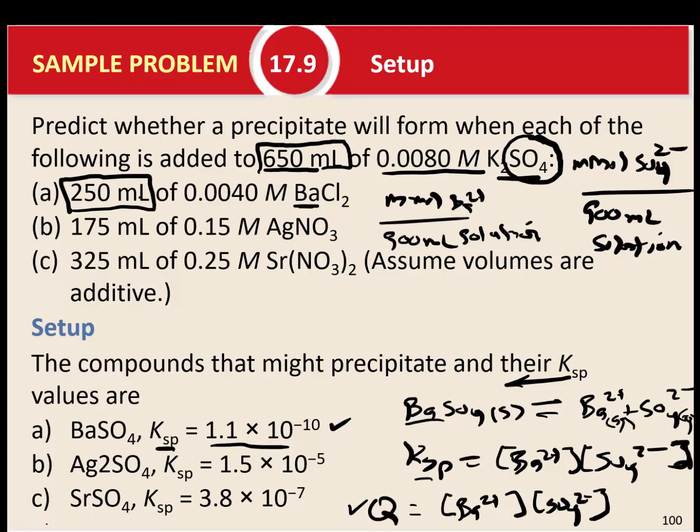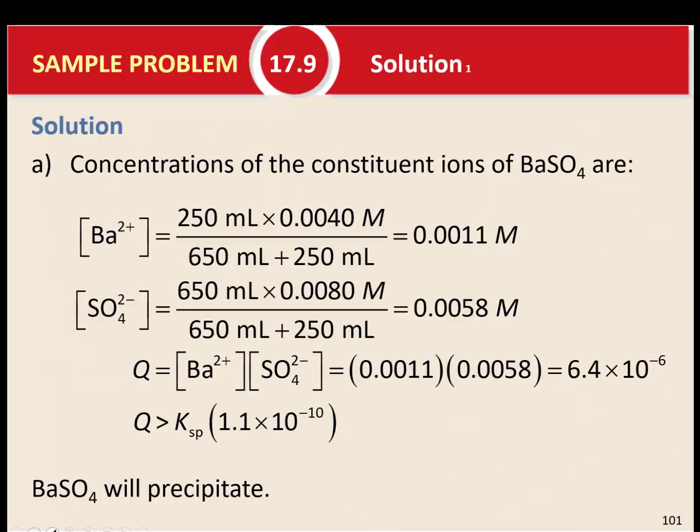So let's look at that. Here's what they did. They took the milliliters of barium solution and multiplied that by its concentration, and remember we're talking about barium chloride here. So it's a 1-to-1 relationship between barium ions and barium chloride concentration. So 250 milliliters of barium chloride gives me 250 milliliters of barium ion, and that's why they're writing barium ion in brackets here.